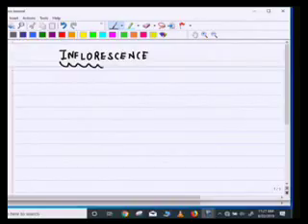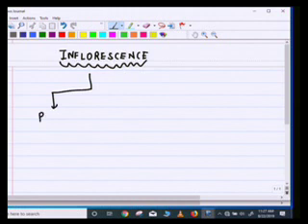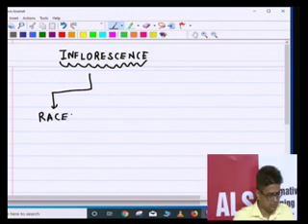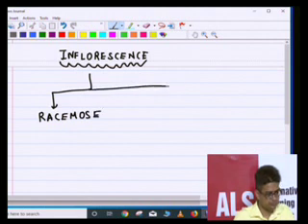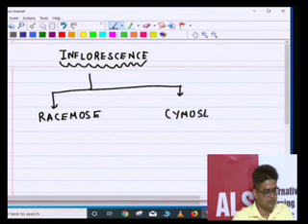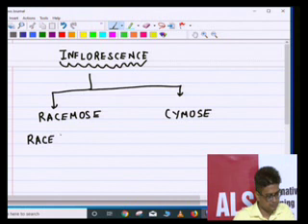All right, so let's talk about inflorescence. Inflorescence is of two types. It can be either racemose or it can be cymose. Now, what is a racemose inflorescence?